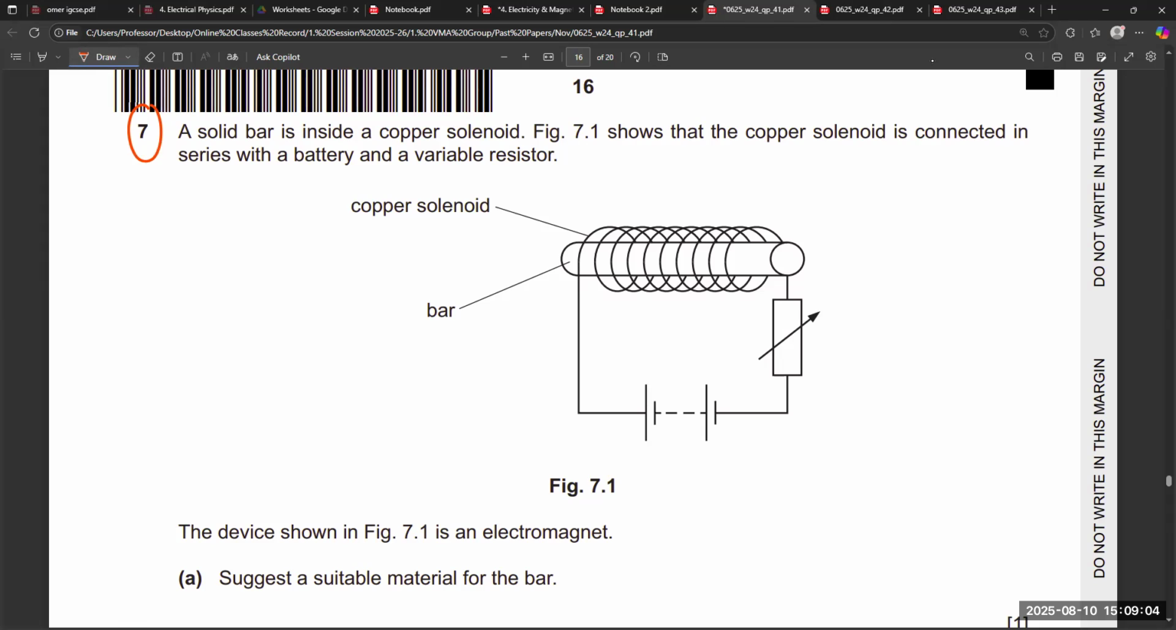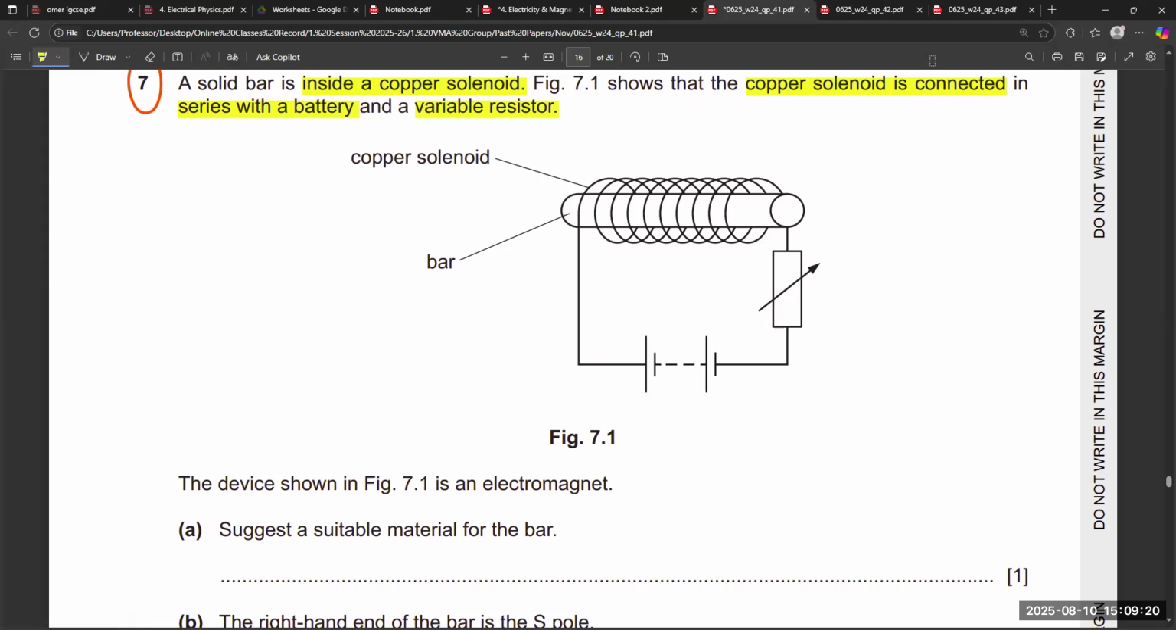A solid bar is inside a copper solenoid. It shows that the copper solenoid is connected in series with a battery and a variable resistor. So in the diagram, all components are connected and given. The device shown in figure 7.1 is an electromagnet because when we turn on the current in this coil, a magnetic field generates around the coil and the bar in the center of the solenoid also gets magnetized. That's why it is called an electromagnet.